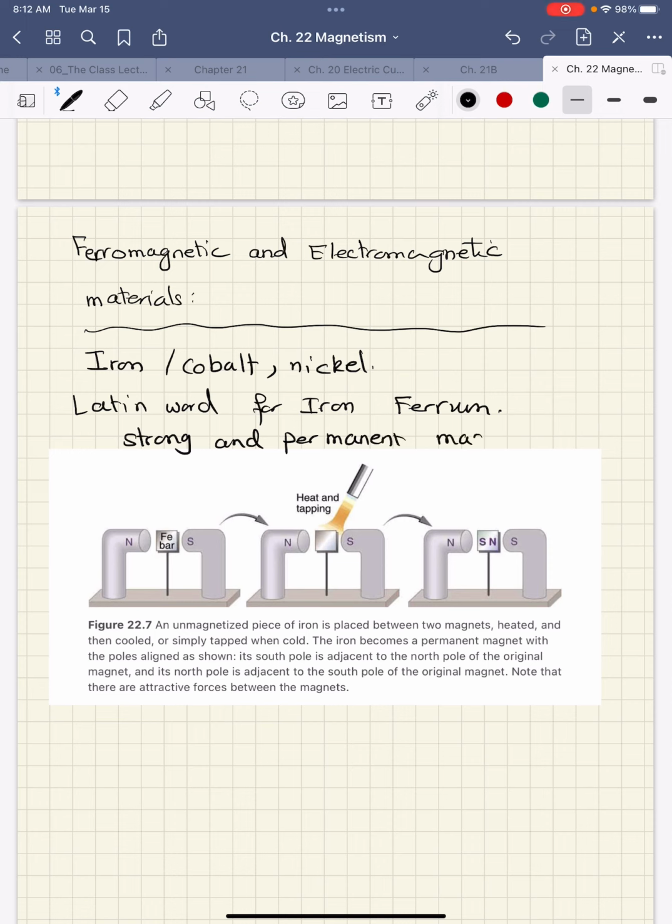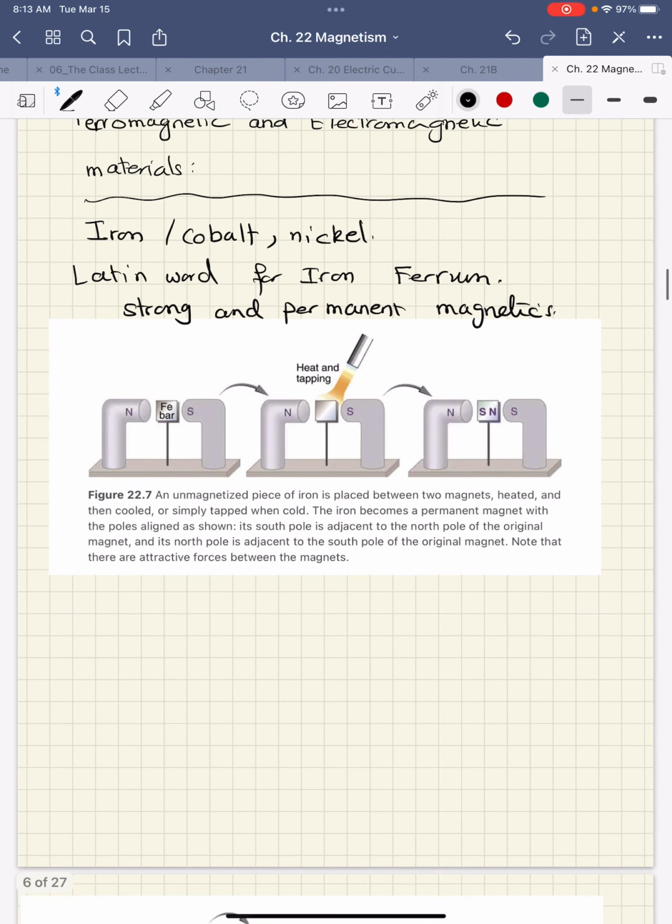Magnets. Other materials maybe will not be able to be magnetized easily. And actually, the ferromagnetic materials, the ones I'm talking about, are the ones we are really dealing with here and using for magnets.